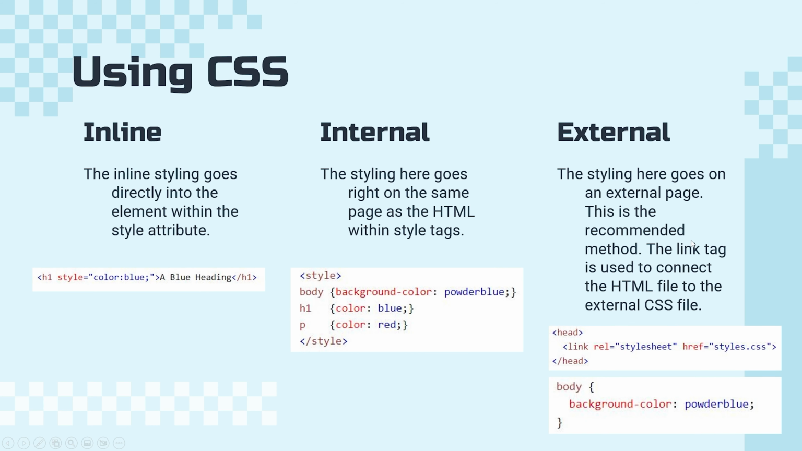Now, using CSS, there are three ways to do this. You have the inline styling, which goes directly into the elements within the style attribute. So there's an example right here. We have an H1 element, and we have our style attribute. We have our color property and our blue value. And then we have the text content of the H1 tag. So this blue color will be applied to this text within the browser.